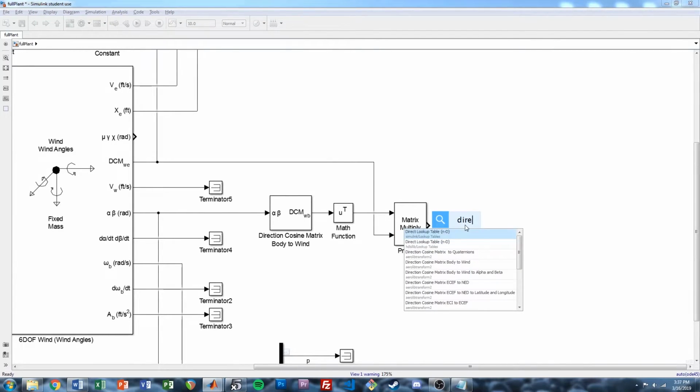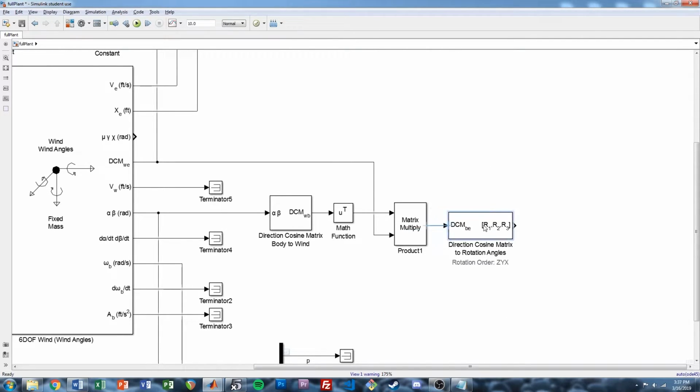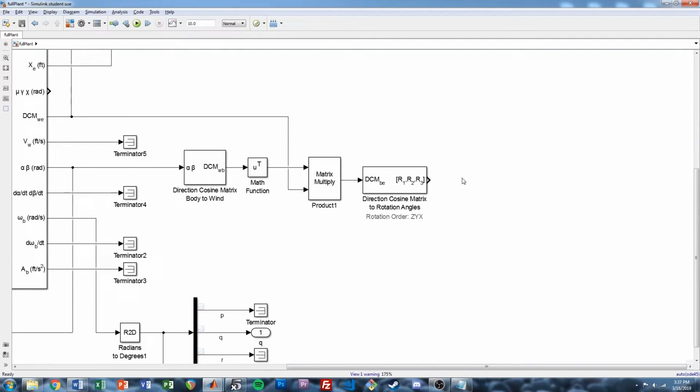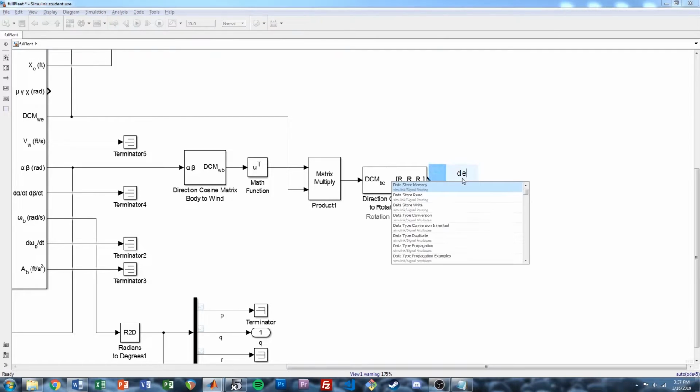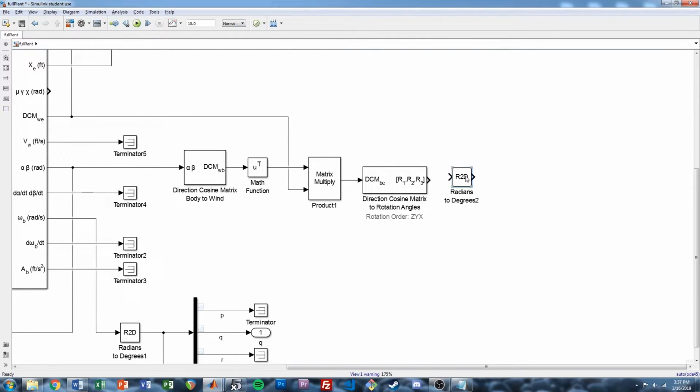There's a direction cosine matrix to rotation angles function. We can hook up the output. It's going to give us the output in radians, so we want to go radians to degrees. The first output is actually going to be your yaw angle because the Euler rotation order goes yaw, pitch, roll. So the first output is going to be yaw, and then pitch, and then roll. So let's demux these, three outputs. This is going to be psi, theta, phi.